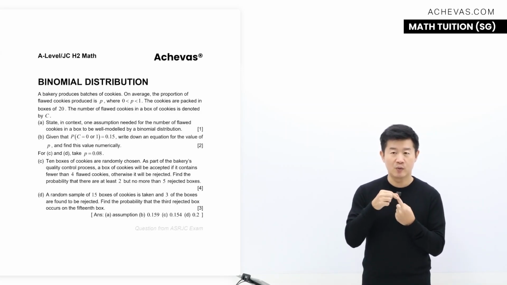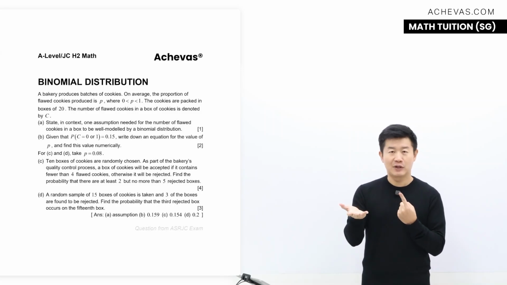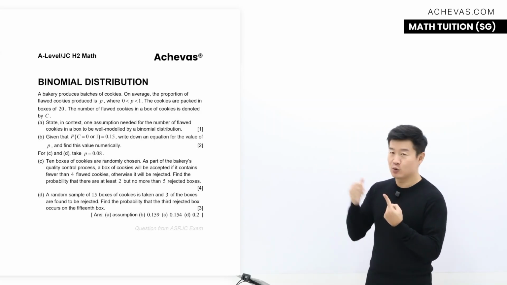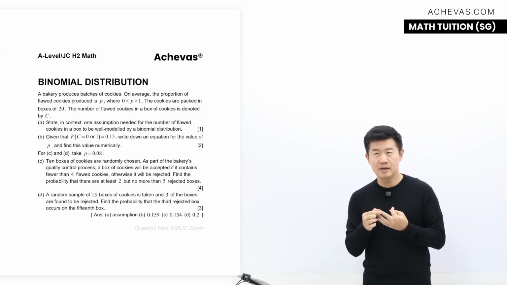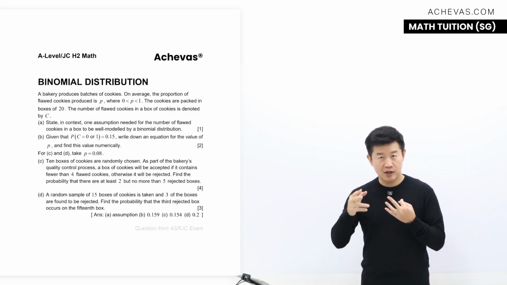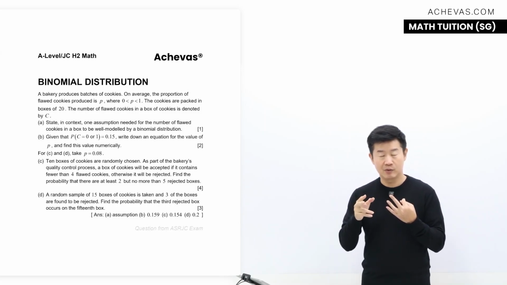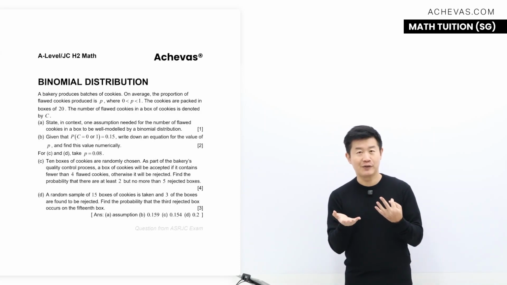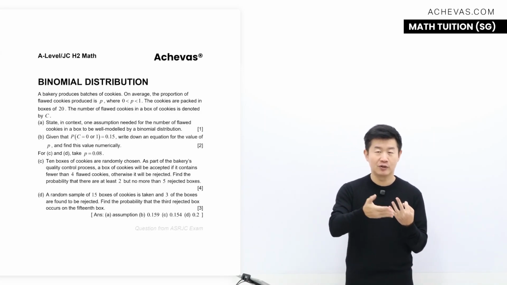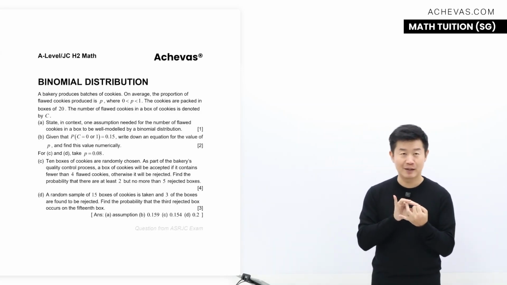The first one is when there are n number of trials. I don't think we need to assume this because from what the question says, it is most likely going to be 20 trials because there are 20 cookies in a box. So no, not this. The second one is that for each trial, there should be 2 mutually exclusive outcomes. If you look at the question, there are 2 pretty obvious mutually exclusive outcomes, which is for a cookie to be either flawed or non-flawed. So I also don't think I will use this as one of the assumptions.